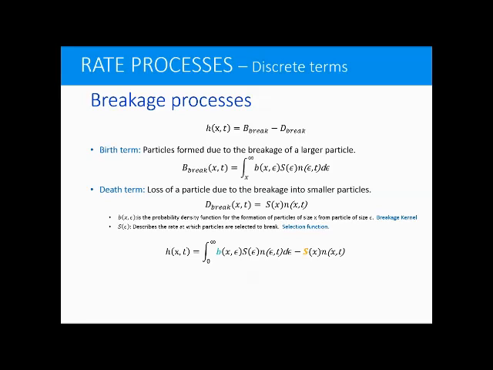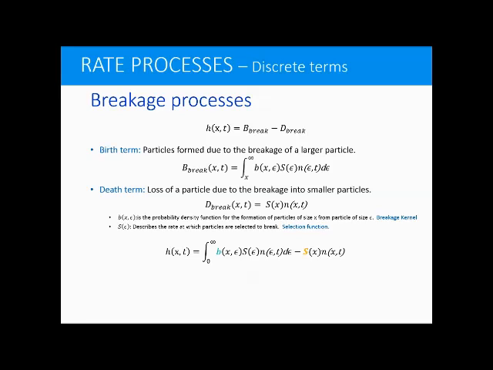Now, the death term is a lot simpler to model in this case, because we just need to look at the rate at which particles of a certain size get depleted. So in this case, we don't even need to use the b term. We simply need to look at the rate at which particles of a certain size x break, and how many particles there actually were of that size at that time in the simulation, so at time t.